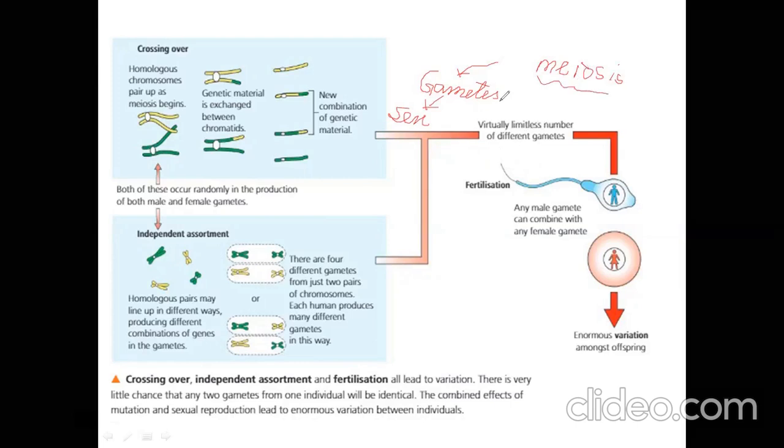So what will happen in meiosis? A very important event will happen there, that is called crossing over. Homologous chromosomes will exchange their parts. For example, this is one homologous chromosome and this is another. They will come near to each other, and in some places they will exchange their parts. Like in this case, you can check the green chromosome part moves toward the yellow and the yellow moves toward the green. It means exchange of part of DNA happens here.